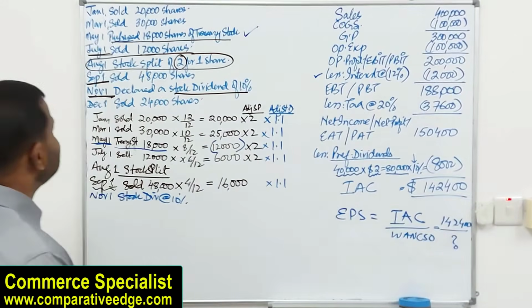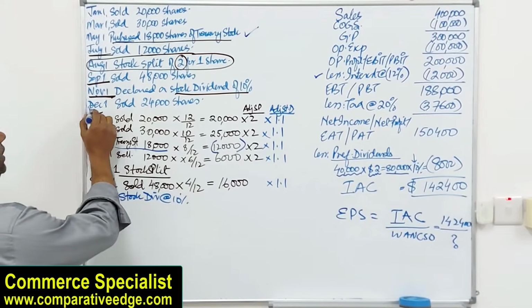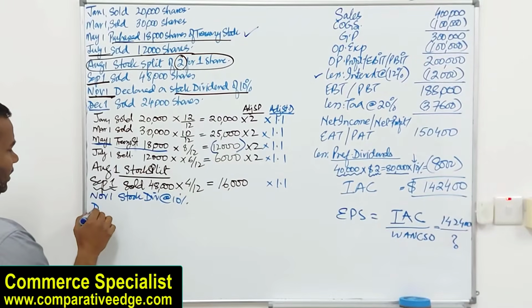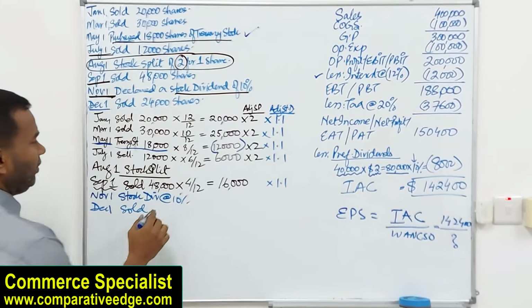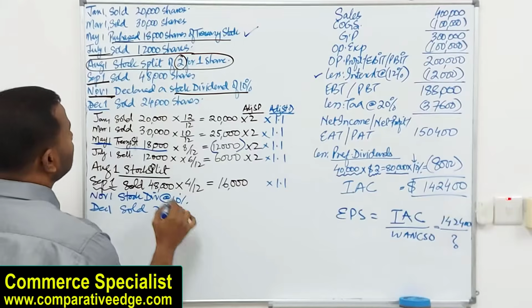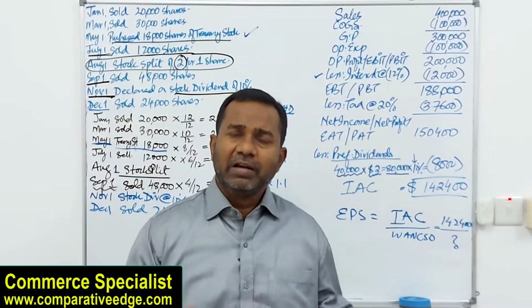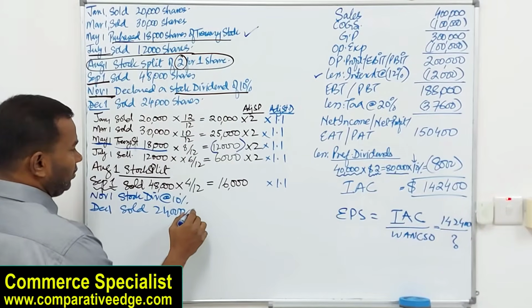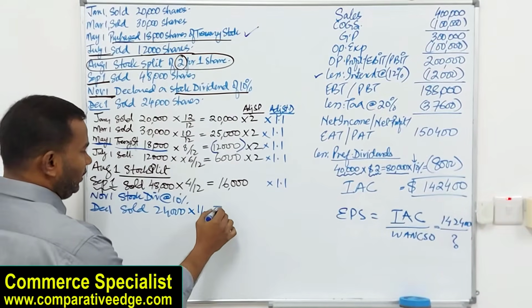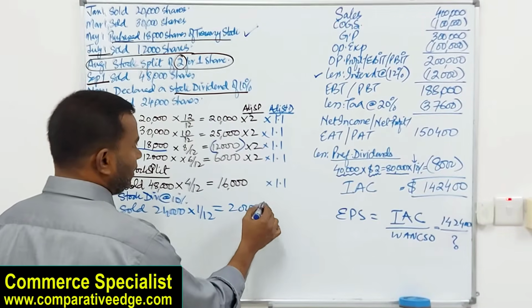Moreover, anything else? Yes. Finally, we're selling shares on December 1st. So on December 1st, we sold additional shares. How many? 24,000 shares. Because we're selling in December, the shares remain outstanding for just 1 month. So it is multiplied by 1 upon 12, and that will be equal to 2,000 shares.